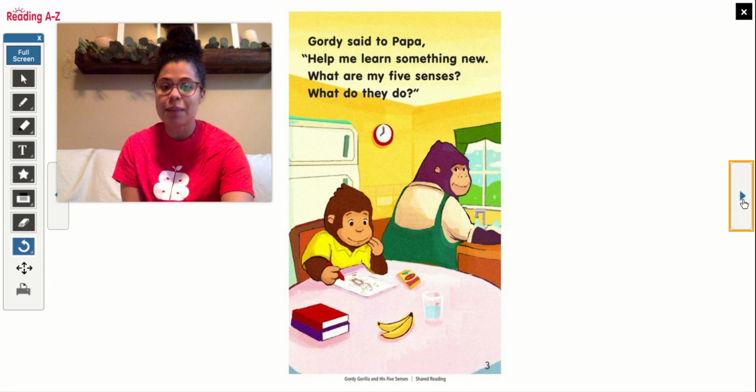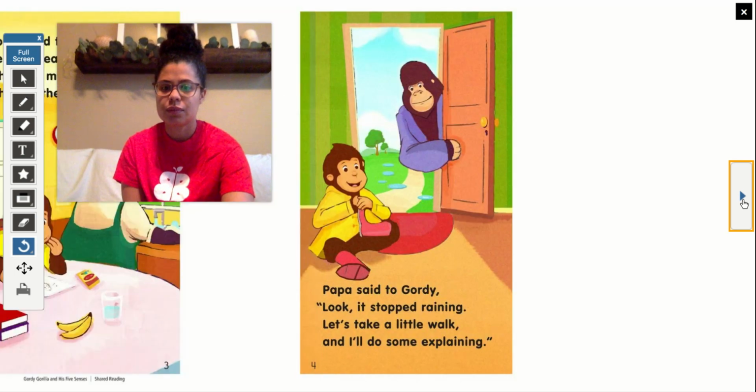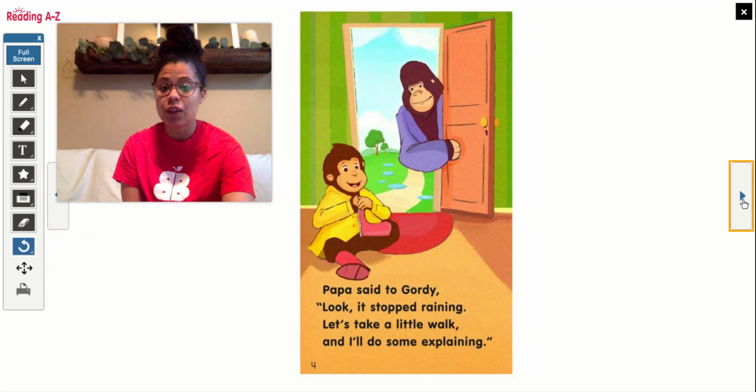Gordy said to Papa, "Help me learn something new. What are my five senses? What do they do?" Papa said to Gordy, "Look, it stopped raining. Let's take a little walk. I'll do some explaining."